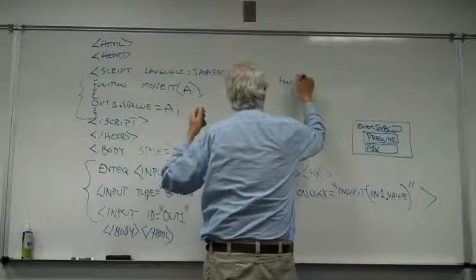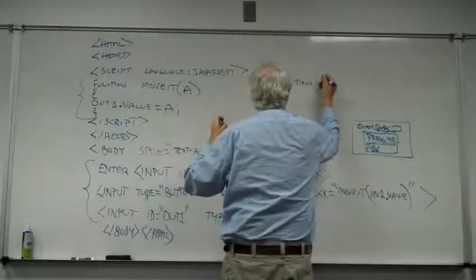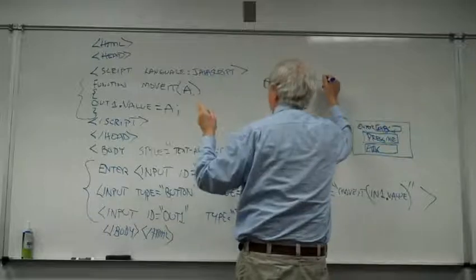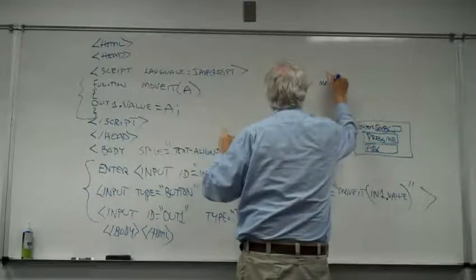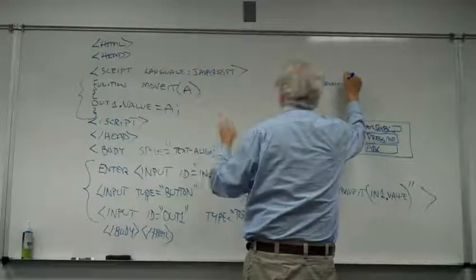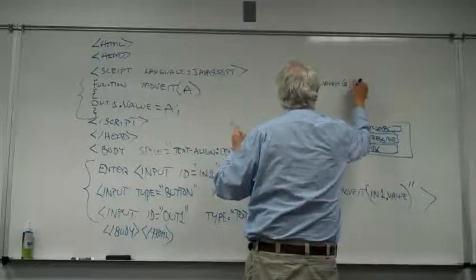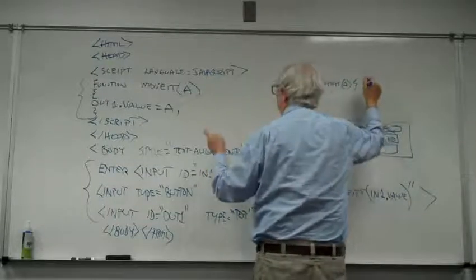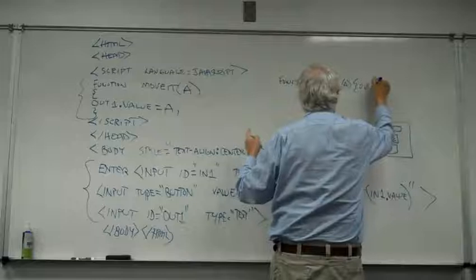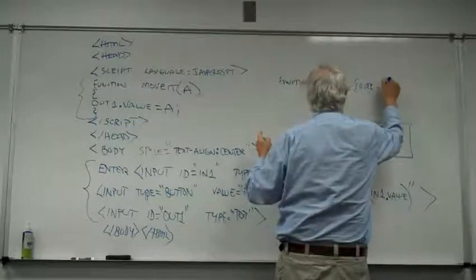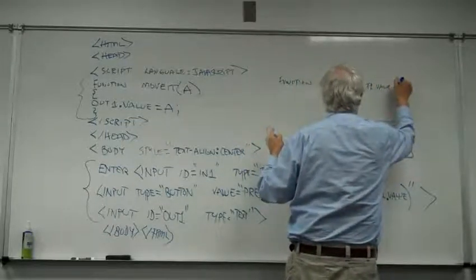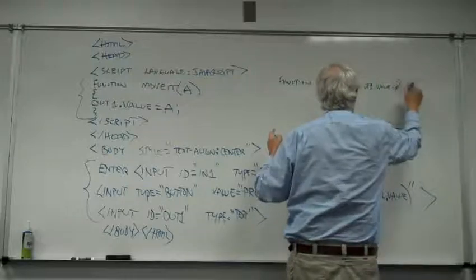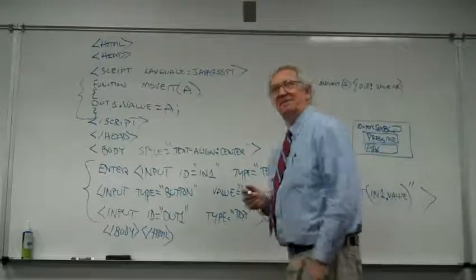Oh, sure, it's a visual thing. Function, move it, A, semicolon. Out one value equals A, like that. You can do that.